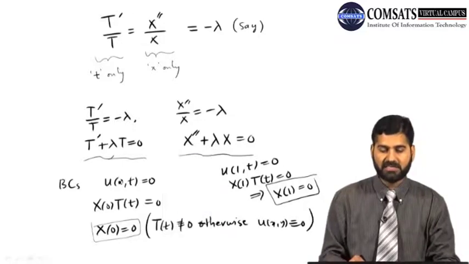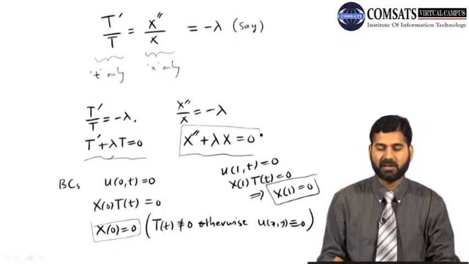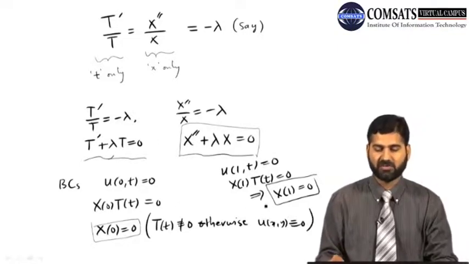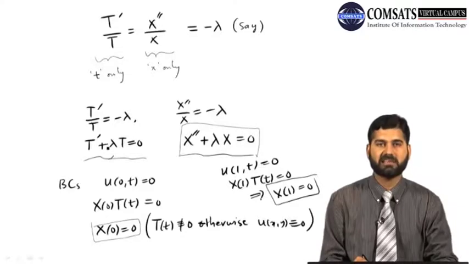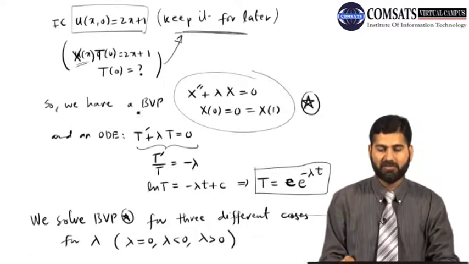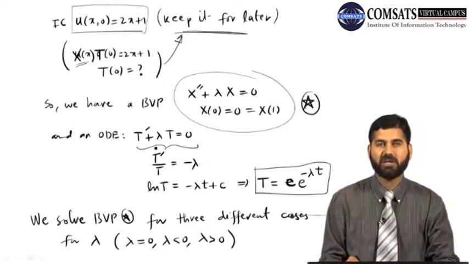By using boundary conditions, I got conditions on this equation, not on this one. I got conditions on this equation, so X(0) and X(1). So this is our boundary value problem, and this is alone. So I got one boundary value problem, which is star, and one ODE. The solution of the ODE is straightforward, I found that. But lambda is not known here.